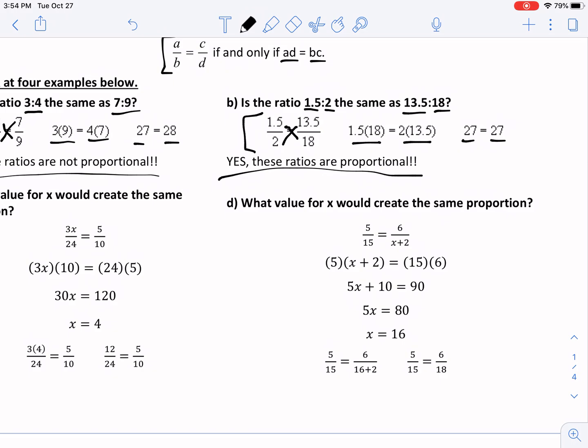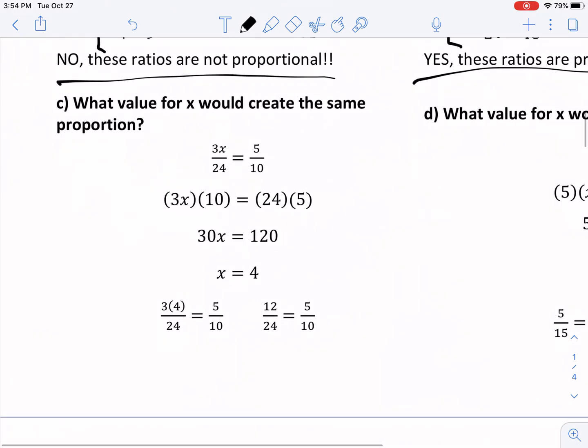Now, we can use that to our advantage to help us find a missing piece of the fraction or a missing piece of the ratio, or in some cases, if we have an example like this, maybe we could solve for x. Okay, now this says what would be the value of x? Well, we can use our cross multiplication to find x. 3x times 10, okay, then 24 times 5. Then we would just multiply. 3x times 10 is 30x. 24 times 5 is 120.